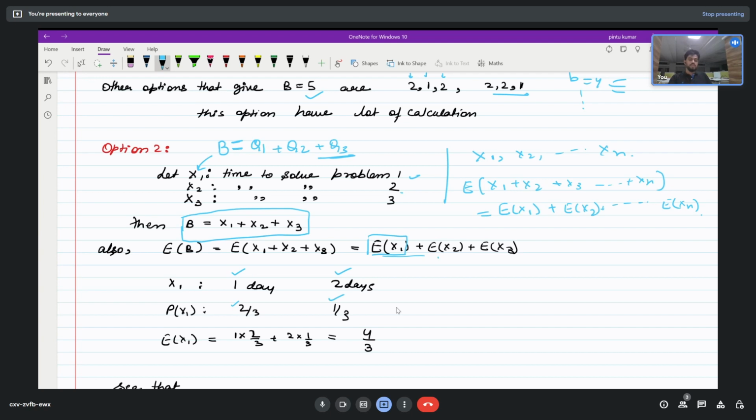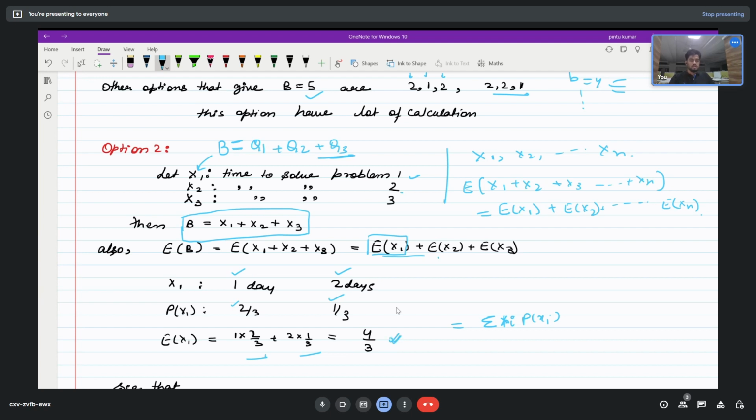Now, evaluating the expectation over here is quite simple. You can just do this calculation, summation of xi times the probability of xi. So 1 into 2 by 3 plus 2 into 1 by 3. It's 4 by 3. Okay.